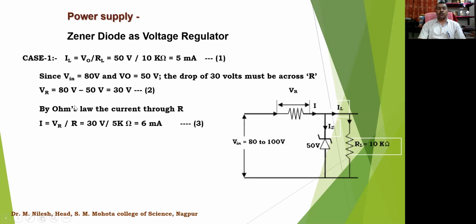So VR is equal to 80 volt minus 50 volt, that is 30 volt, and that is supposed to be equation 2. And by Ohm's law, I is equal to VR by R, that is 30 volt by 5 kilo ohms. So this resistance is equal to 5 kilo ohms, and the total current that is going to flow through the circuit, that is I, is equal to 6 milliamperes.